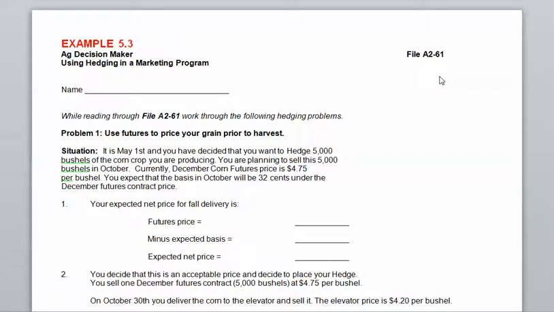Today we are going to cover the example worksheet 5.3, using hedging in a marketing program. Please make sure you print off this assignment, and I will walk you through the process of solving these problems, and you can follow along, test yourself as you're going, stop the video at any time, work ahead and test yourself, then we will go over the answers.